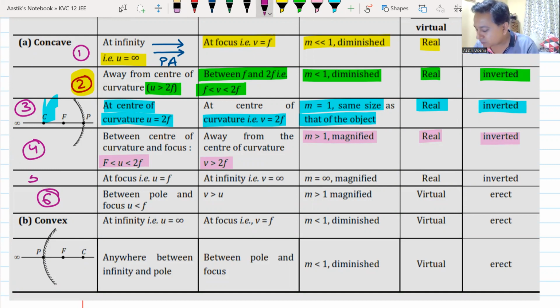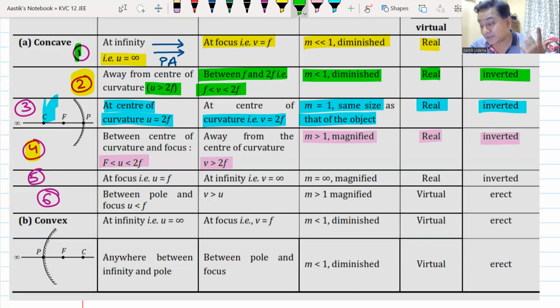Don't take that suspense out. Let me first create that hype. Looking at 2 and 4, are they opposite of each other? Yes or no? In 2, object is beyond 2F, image is between F and 2F. In 4, object is between F and 2F, image is beyond 2F. So from where I see, it is opposite of each other.